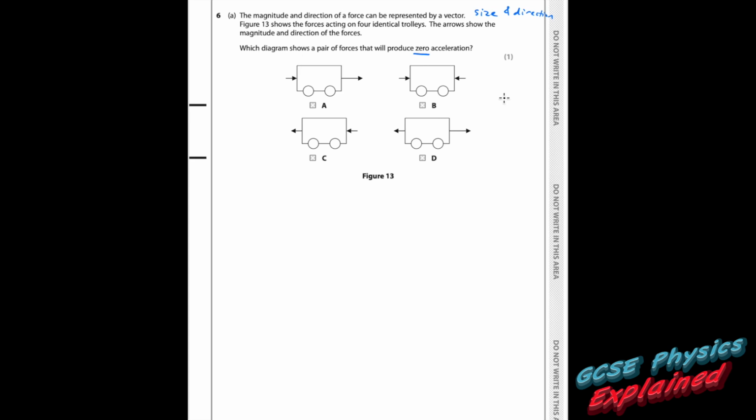Right, so basically the two forces, if they were pushing a car, need to cancel each other out. So that's going to be B. A will make the trolley accelerate. C would make it sort of accelerate that way. And D is going to make it accelerate a little bit this way. So we need these arrows that are equal in size but opposite in direction. So they'll cancel out and create 0 acceleration.